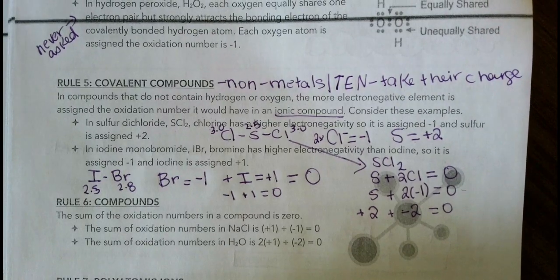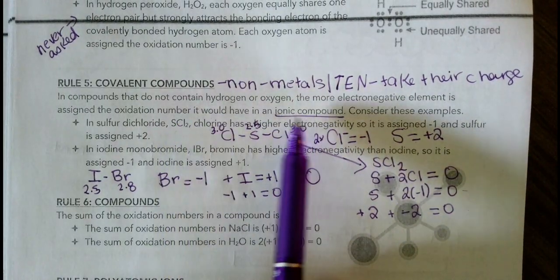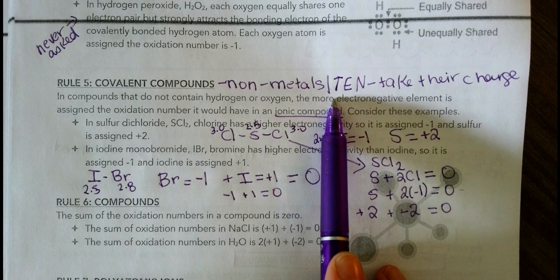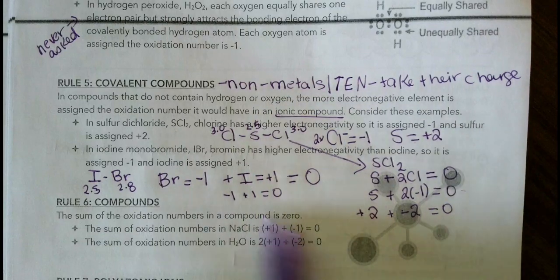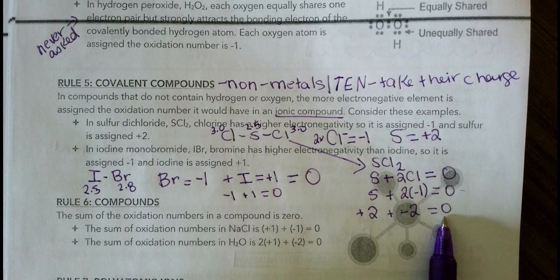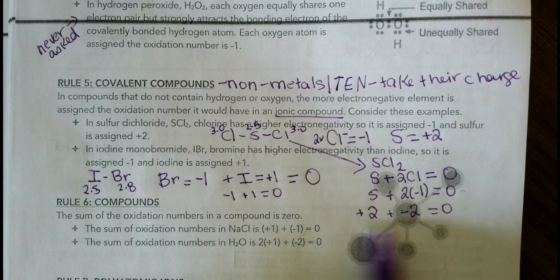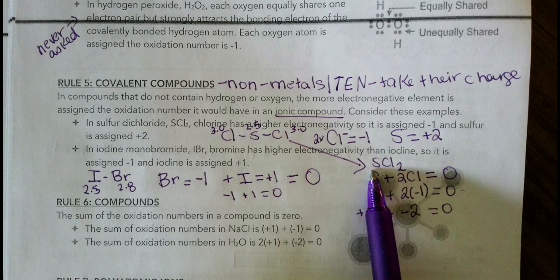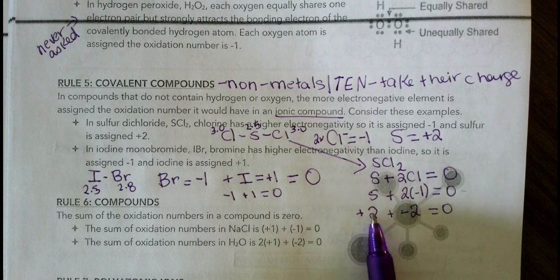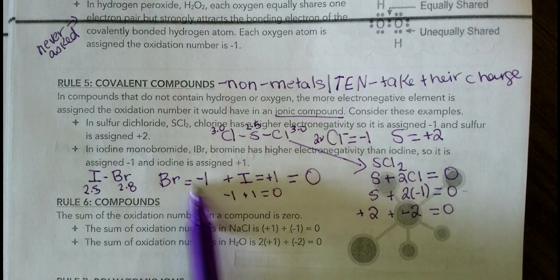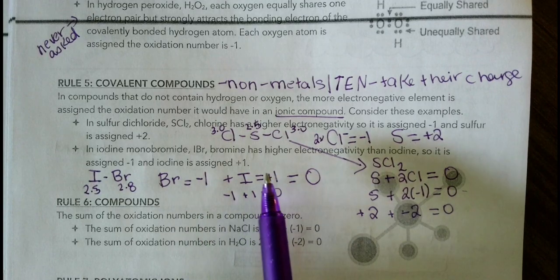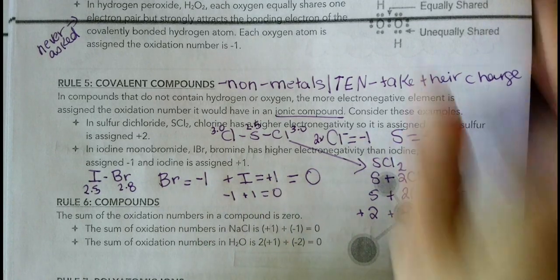So for covalent compounds, you look at which one is the most electronegative. You take their charge. Then you have to look at the whole compound, and it has to be neutral, so you have to figure out the other one. For sulfur here, there was 2-, so it had to be 2+. For iodine bromide here, bromine was 1-, which meant you had to have a 1+ to give 0.